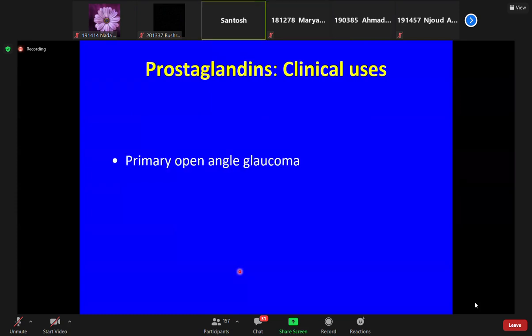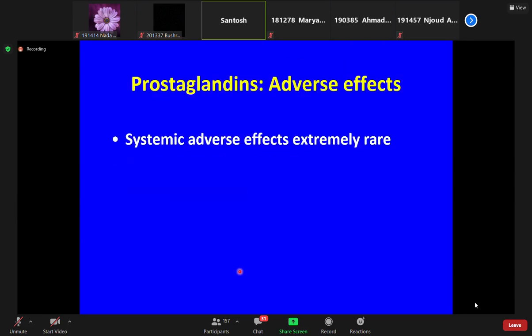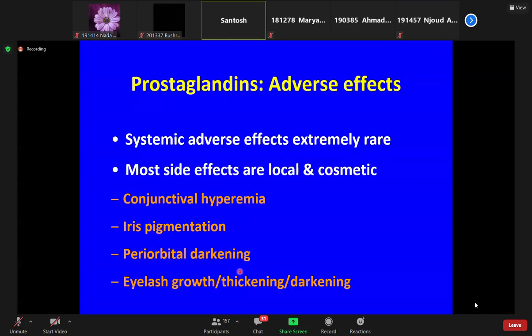And they have very limited side effects, so they are primarily used in open angle glaucoma. Primary open angle glaucoma is the main use, because this is not an immediate effect. It takes time, so it doesn't have much role in acute closed angle glaucoma, but in open angle glaucoma, this is your first choice. You can also use it in ocular hypertension without glaucoma. Systemic adverse effects are rare, but we have some local and cosmetic effects like conjunctival hyperemia, iris pigmentation, periorbital darkening, and eyelash growth, thickening, and darkening.